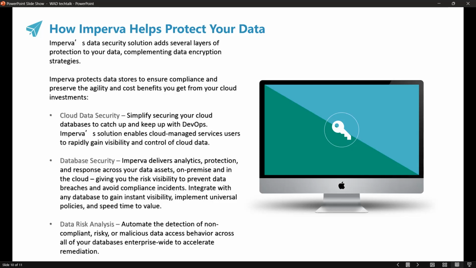Data risk analysis. Automate the detection of non-compliant, risky, or malicious data access behavior across all of your databases enterprise-wide to accelerate remediation.